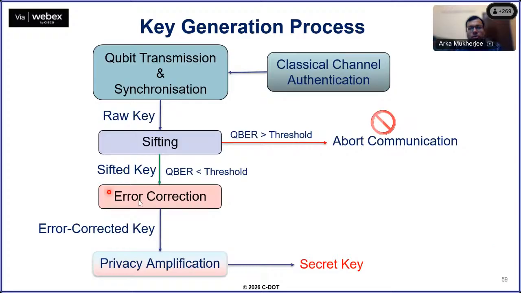Now again, I showed you this slide. This slide is the same for both BB84 and coherent one way or DPS protocol. All these steps will be the same. First there will be classical channel authentication, qubit transmission and synchronization. Then we will get the raw key. Then there will be some error correction. Then there will be privacy amplification. Now today we have a good animation that will give some in-depth idea of how these steps are being done.